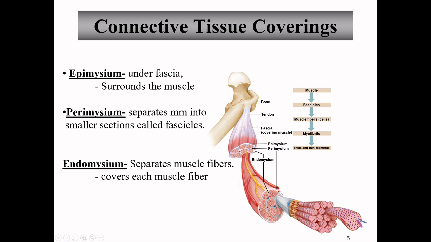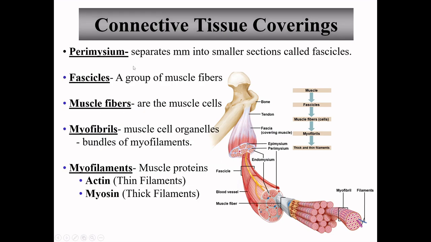And if we pull that fascicle out, like we did in the bottom of our picture here, we can see the endomysium, which separates that fascicle into smaller sections, specifically into the individual muscle fibers itself. So the endomysium separates the fascicles into smaller sections. Perimysium, we already did that. Fascicle, group of muscle fibers. Muscle fibers are the muscle cells. So a muscle fiber is a muscle cell. One muscle cell is a muscle fiber.